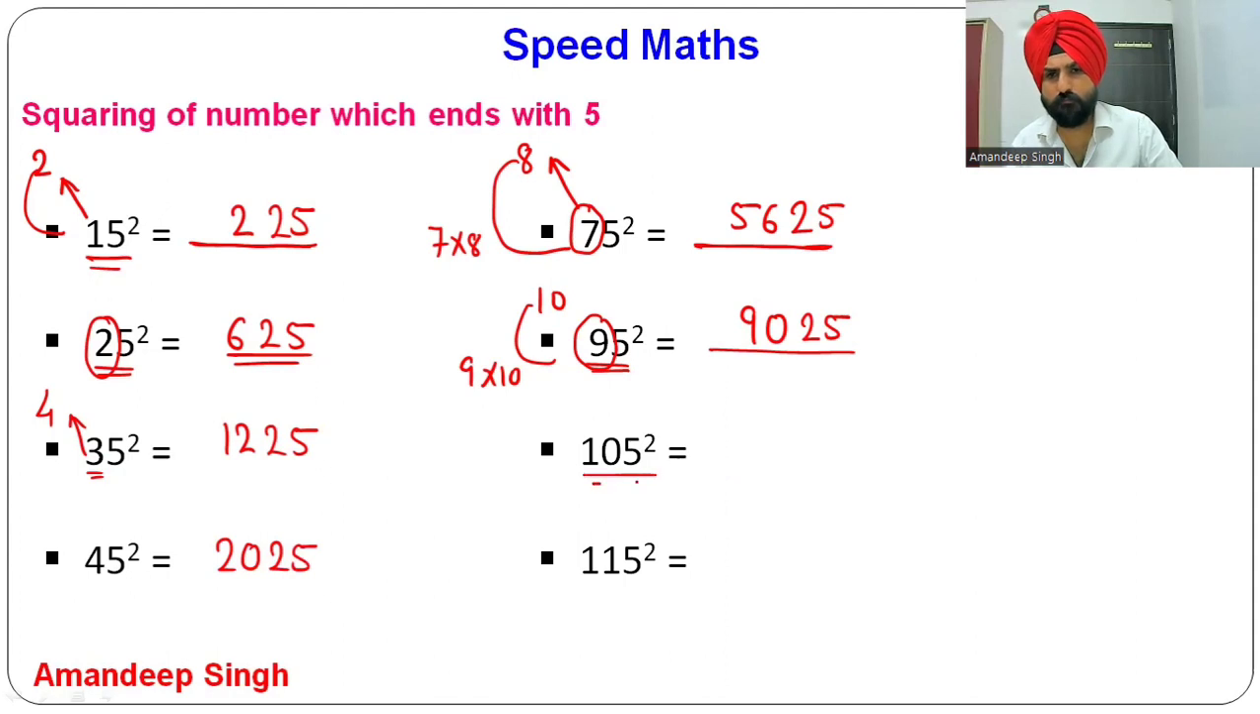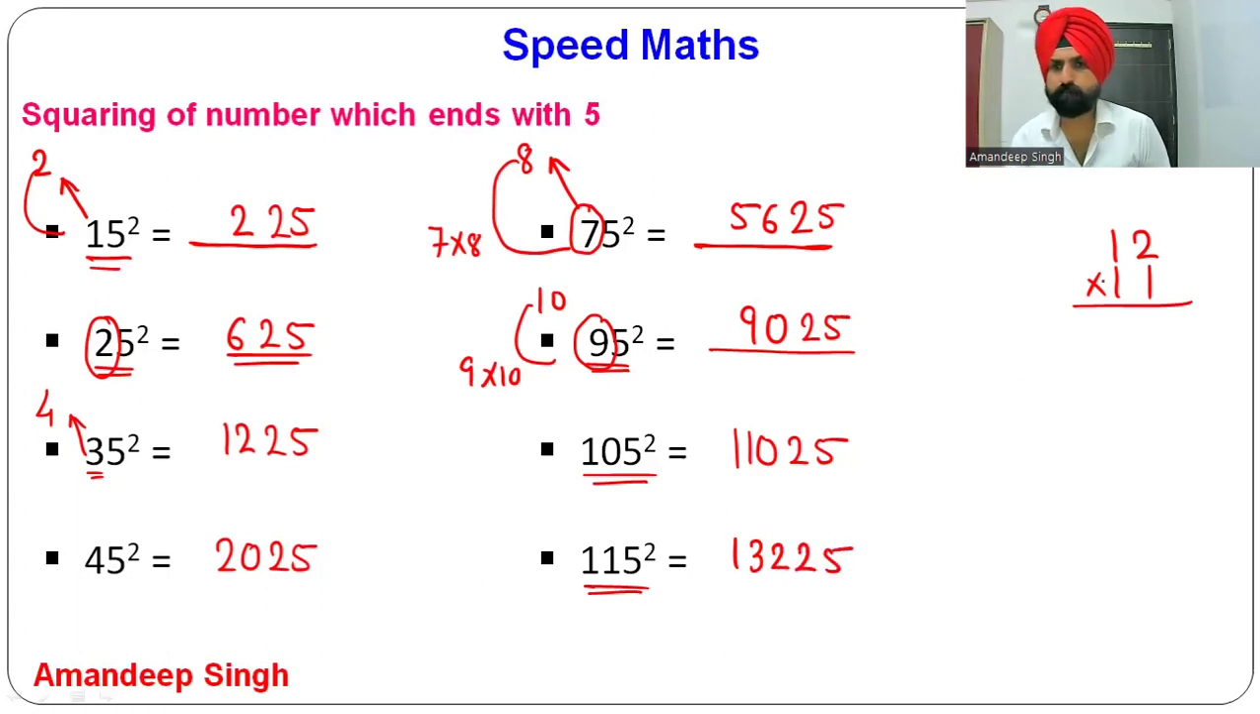So what is 105 square? What comes after 10? It's 11. So the answer has to be 10 elevens, which is 110, and the last two places must be 25. So my answer is 11025. What about 115? What comes after 11? It's 12. Now 12 into 11 gives you 132. How did I do it? I will explain how to quickly find multiplication by 11.